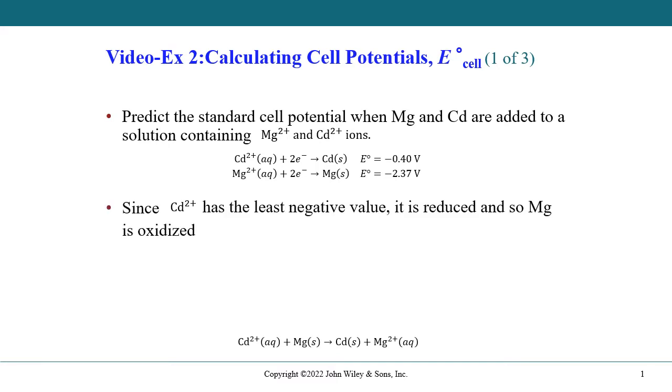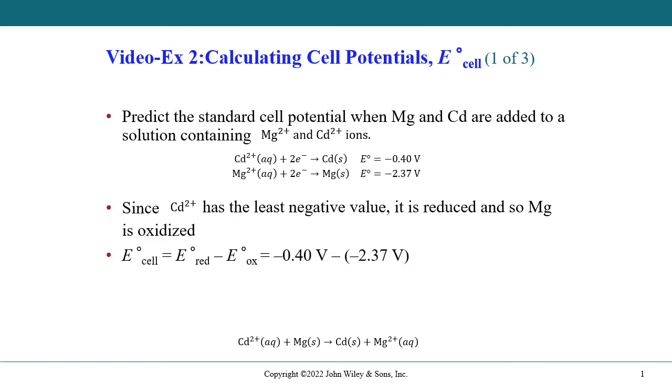We want to predict the standard cell potential when magnesium and cadmium are added to their solutions of their respective ions. Given the information on the screen, you can see that cadmium 2+ has the least negative value. In other words, the more positive value, it is going to be reduced, while magnesium has the more negative value, and so it is oxidized.